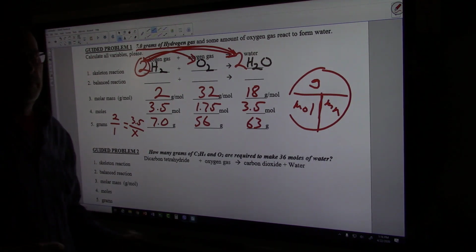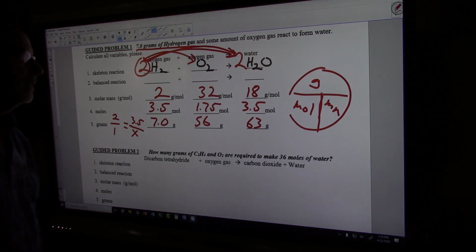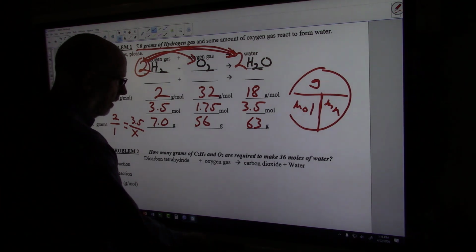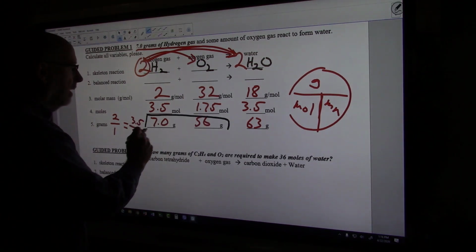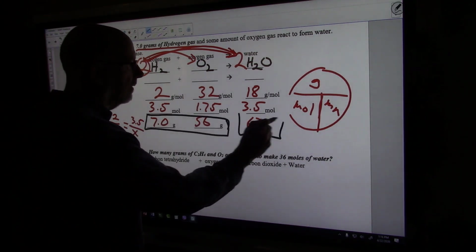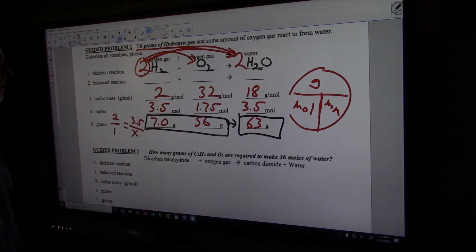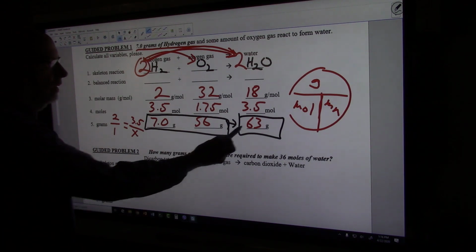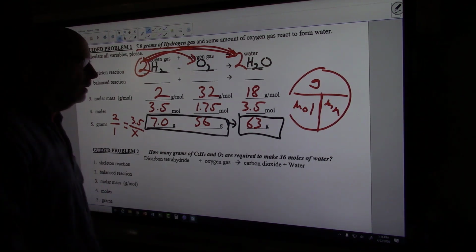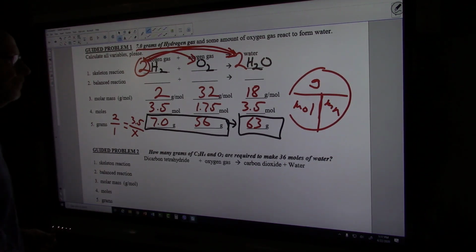Well, did I do it right? In a chemical reaction, mass is not created or destroyed. So, the mass on this side had better equal the grams on this side of the arrow. 56 plus 7 is 63. Oh, this side we have 63 too. Nailed it. Should we do another one?